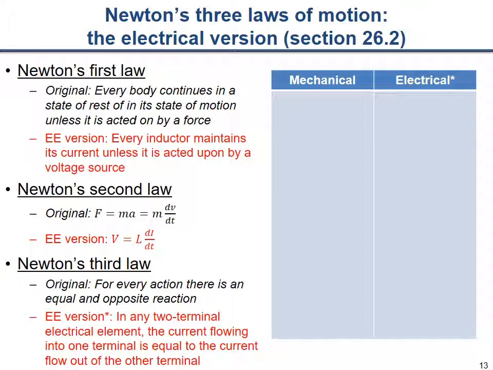Newton's second law is F equals ma. A is of course dV/dt, so F equals m dV/dt. That looks pretty similar to voltage equals inductance times di/dt, right? Newton's third law says that for every action, there is an equal and opposite reaction. In the electrical engineering version, and there are dual versions of this possible, in any two-terminal electrical element, the current flowing into one terminal is equal to the current that flows out of the other terminal. So I think these are pretty good analogies.